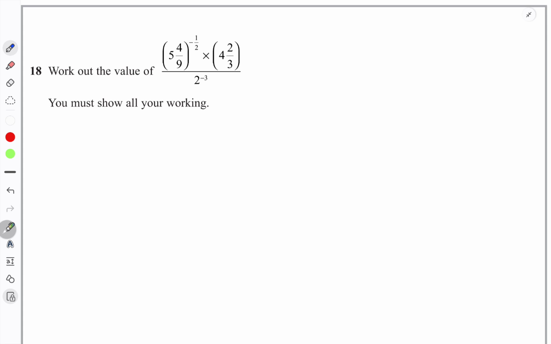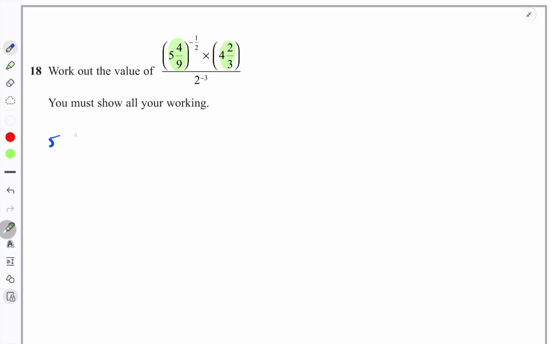In today's video, I'm gonna cover another GCSE exam question. Let's break it down step by step. The question is, work out the value of this expression. As you can see, we have two mixed numbers. And the first step is to convert mixed numbers to improper fractions.